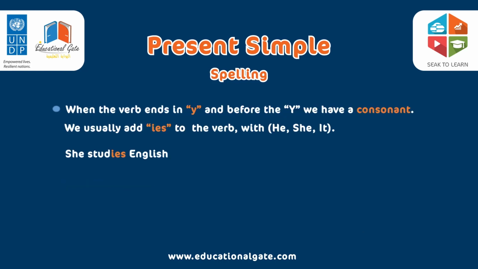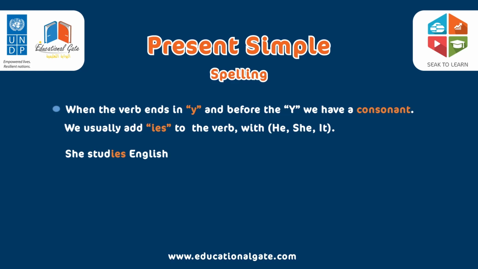Now, what if the verb ends with Y, and before the Y we have a consonant? Usually, we drop the Y and we put IES. For example, she studies English. The verb study ends with Y, and before the Y we have D, and D is not a vowel. So in this case, we drop the Y and we put IES.